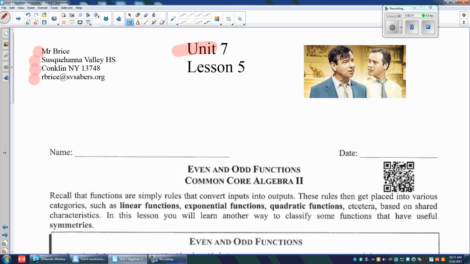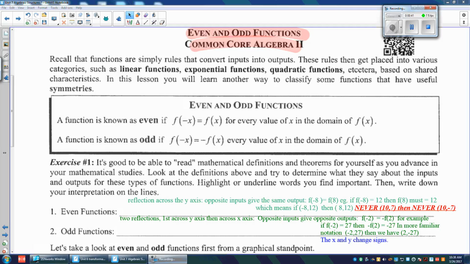There's my email address. We're doing Unit 7, Lesson 5, Even and Odd Functions. Common Core Algebra 2, non-Regents version. So we're going to be talking about even and odd functions. And remember that functions are simply rules that convert inputs into an output. So, an even function and an odd function.